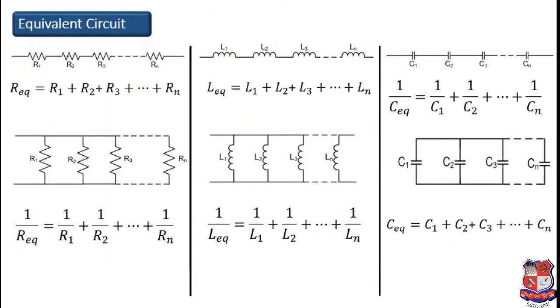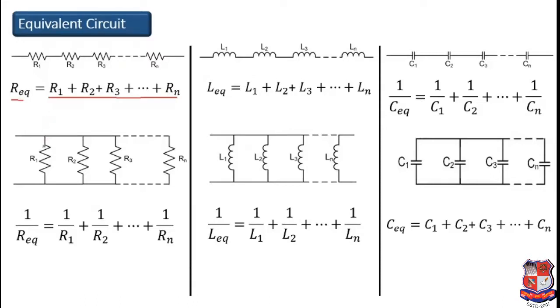When resistances are connected in series with the other resistance, then the total equivalent resistance will be the addition or summation of all the resistances placed in series. So this is series connection of resistance.